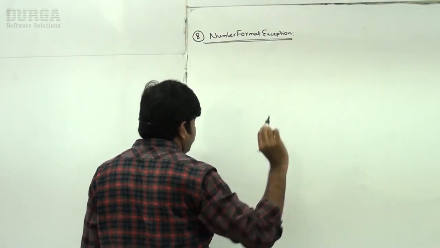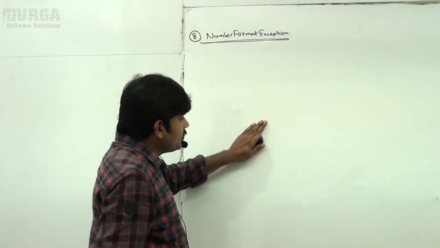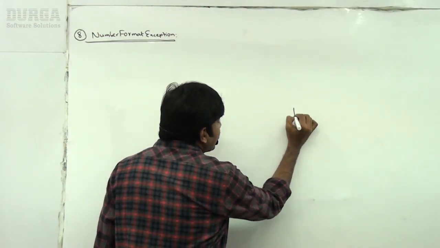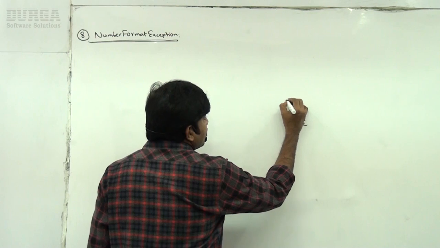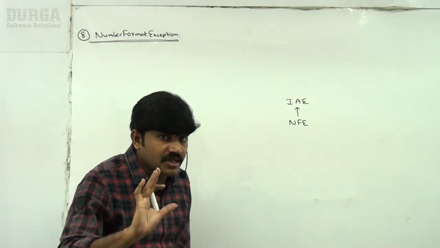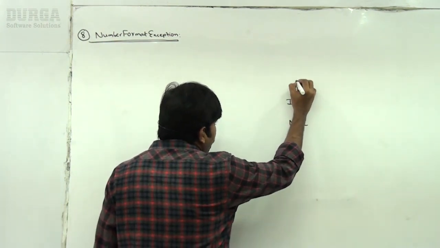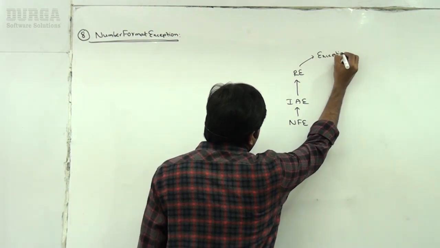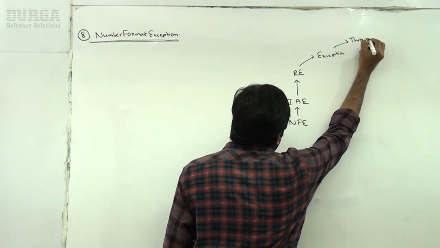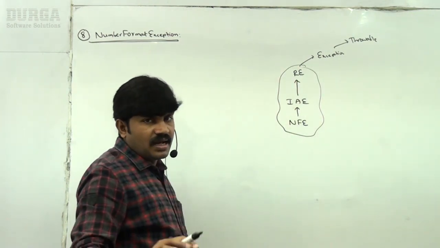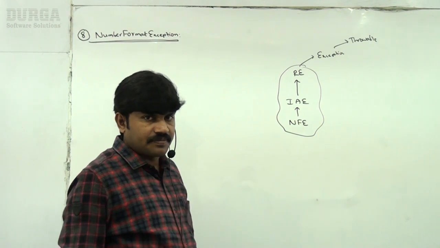Sir, now the next one, what I have to explain? Number format exception. Just now we discussed illegal argument exception. Number format exception is the direct child class of illegal argument exception. It is also an illegal argument only. How it is an illegal argument, with an example I will discuss, don't worry. Illegal argument exception is the child class of runtime exception, which is the child of exception, which is the child of throwable. You know this hierarchy, sir. Runtime exception and its child classes are unchecked, so it is an unchecked exception.